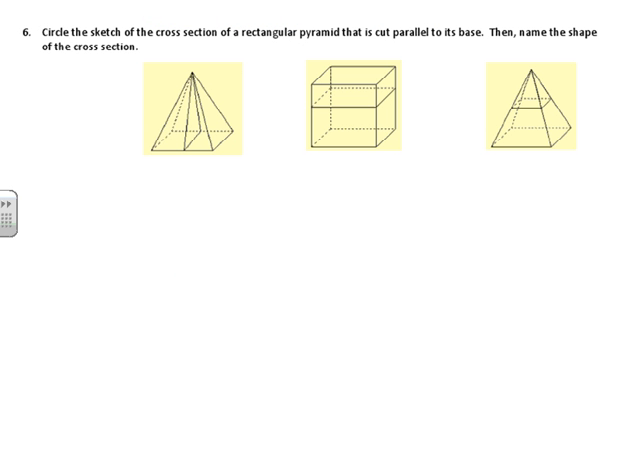All right, number 6, circle the sketch of the cross-section of a rectangular pyramid that is cut parallel to its base. Then name the shape of the cross-section. Okay, so I am looking for a rectangular pyramid. Right away, get rid of the rectangular prism. The second thing we're going to look for is the cross-section. The little piece inside, that's a cross-section, and that is a cross-section.